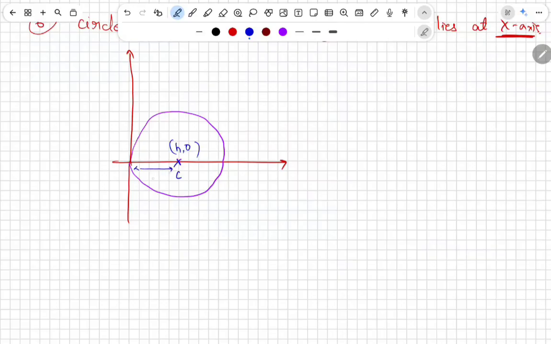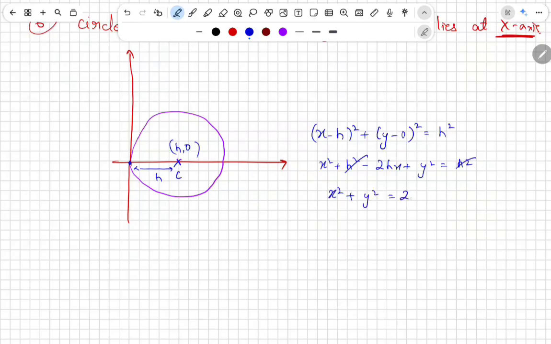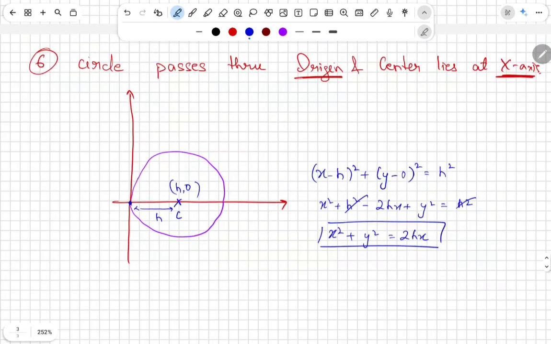This distance of the center from the circumference will be h. So that will be my radius. So the equation will become (x minus h) whole square plus (y minus 0) whole square equals radius, that is h square. So it will be x square plus h square minus 2hx plus y square equals h square. h square cancels h square. I'll be left with x square plus y square is equal to 2hx.